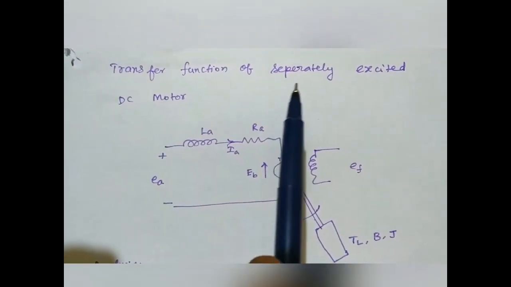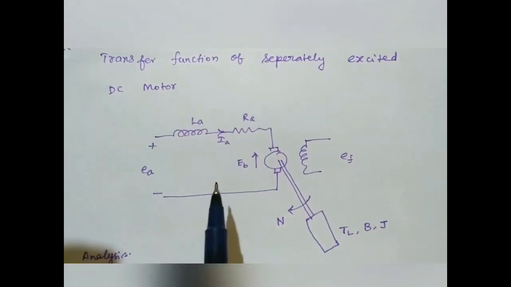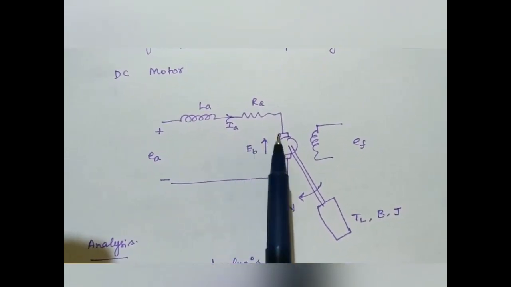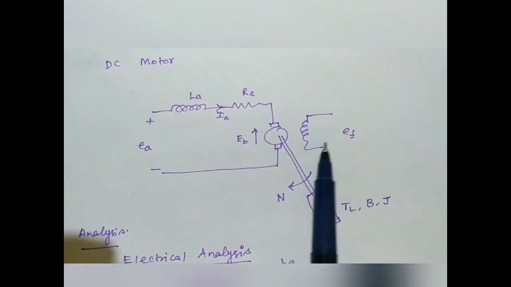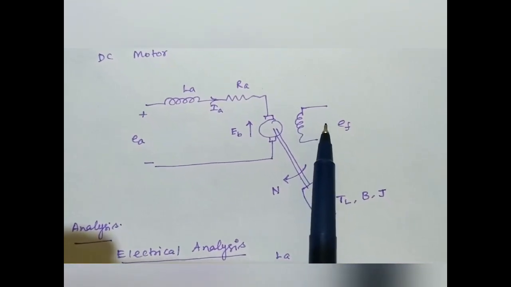Transfer function of a separately excited DC motor. So the DC motor can be modeled like this. This is called the armature part, and this is the field part. The field is excited separately.